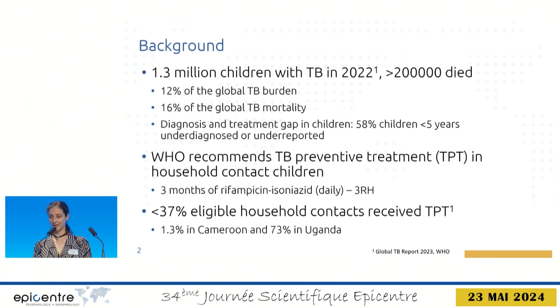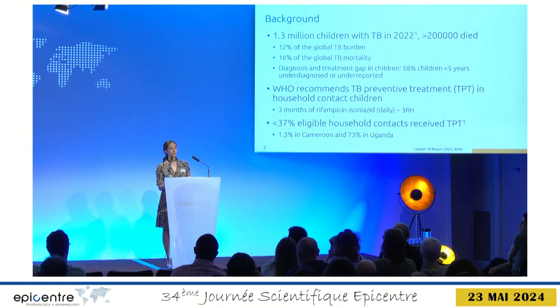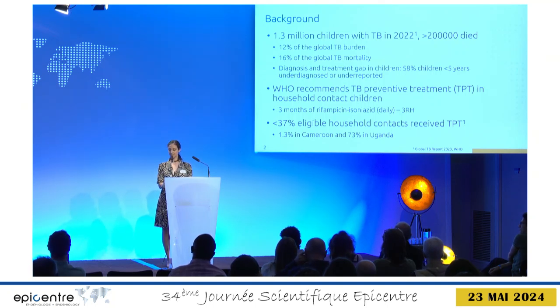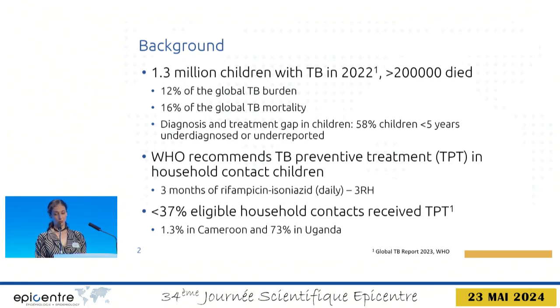Therefore, the WHO recommends TB preventive treatment in the households of these children. There are different regimens, and the one we are going to highlight today and focus on is 3 months of rifampicin and isoniazid. In 2022, less than 37% of household contacts actually received TPT. And in the countries where we did this research, Cameroon and Uganda, there have been 1.3% of eligible contacts receiving TPT in Cameroon and 73% in Uganda. And these percentages were even lower when we developed the intervention.